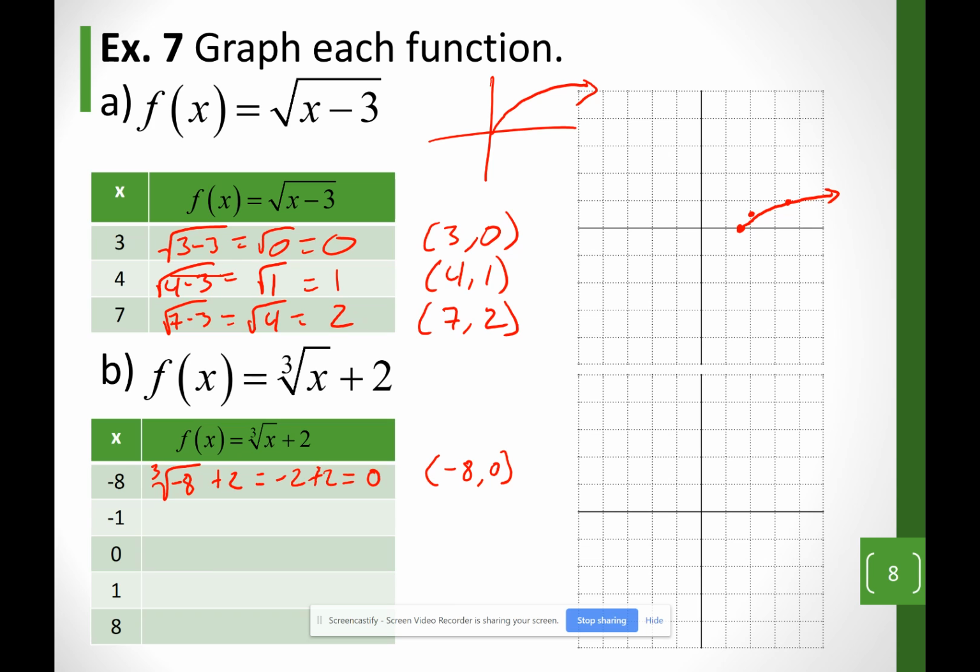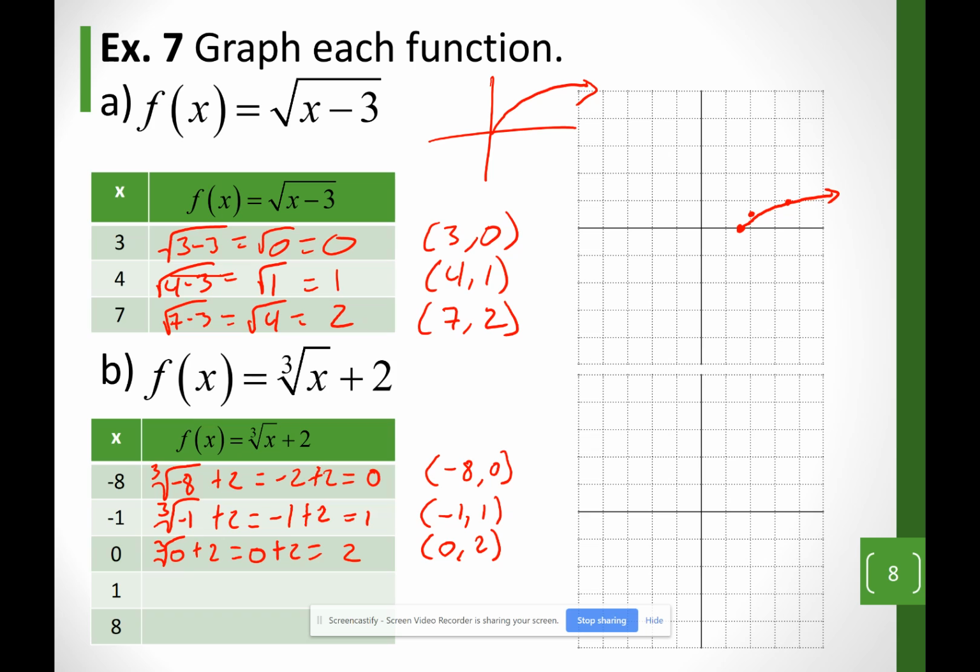Now, what if x equals negative 1? I have the cube root of negative 1 plus 2. I know the cube root of negative 1 is negative 1. And negative 1 plus 2 is 1. So that gives me the point negative 1, 1. Now, if x equals 0, that gives me the cube root of 0 plus 2, which is 0 plus 2, better known as 2. So that gives me the point 0, 2.